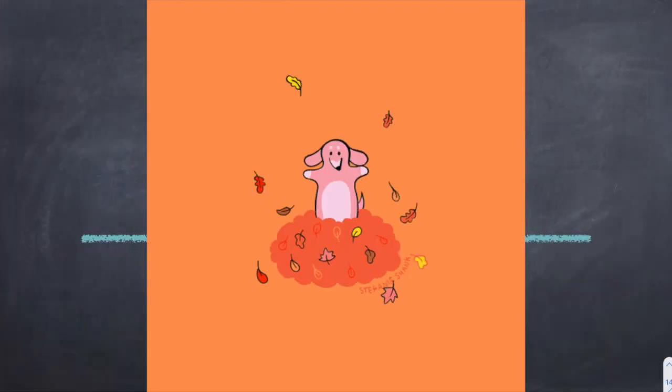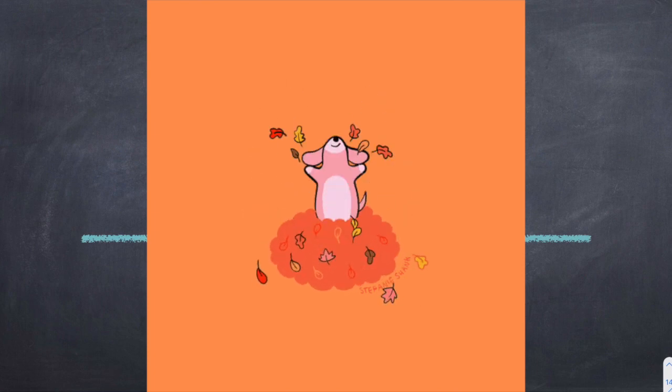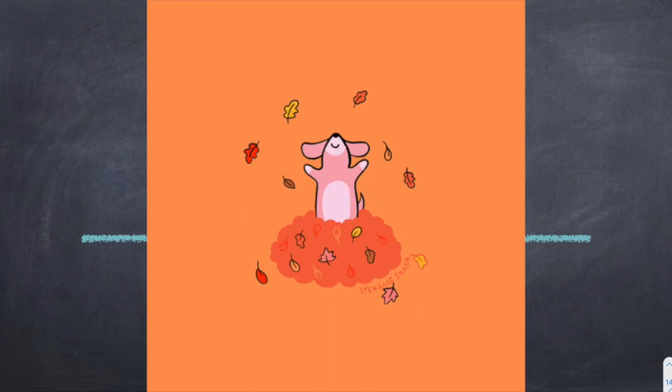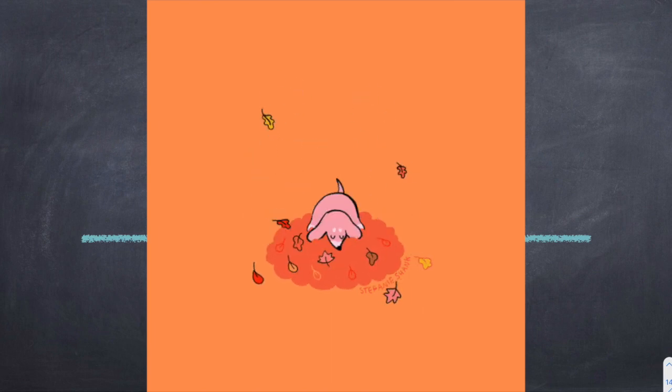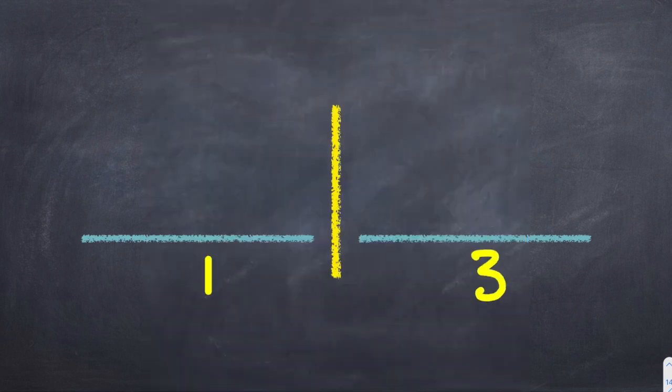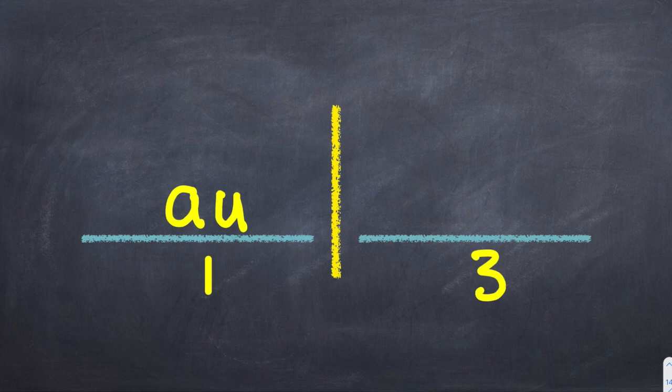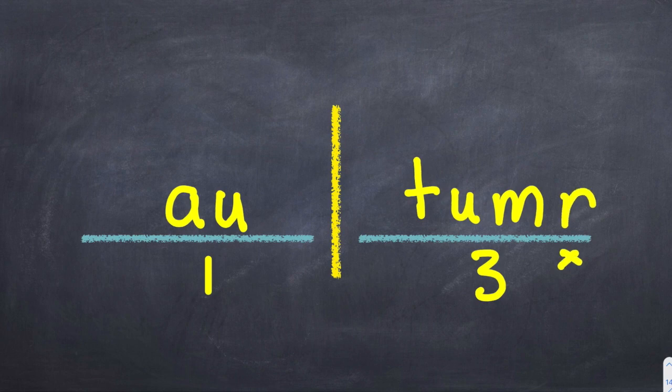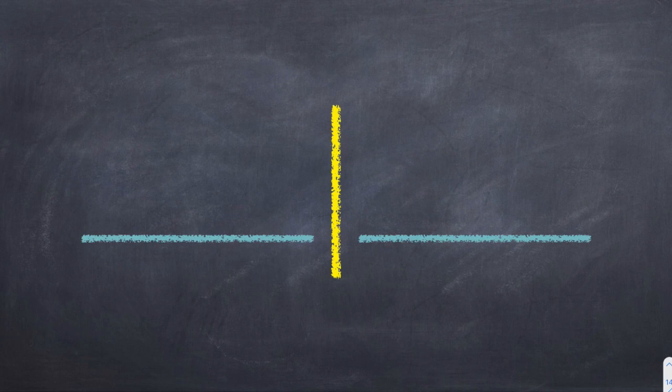Next word, autumn. So again, we got that sound, 1 sound, and then tum, t, tum, 3 sounds. So what 2 letters made it? A-U, right? And tum, t, and there's a silent letter N at the end. Autumn. Our next word is second.